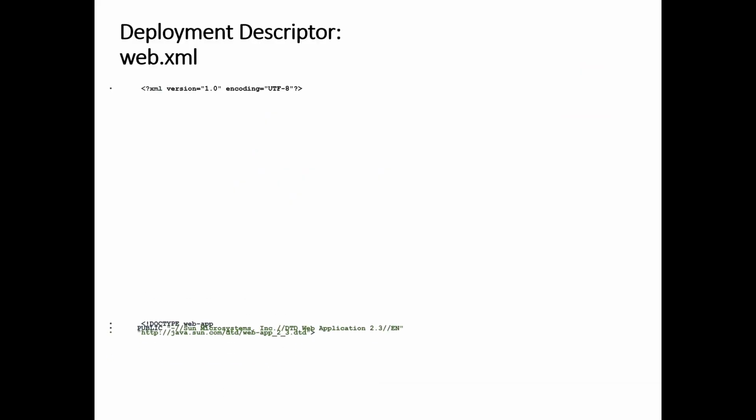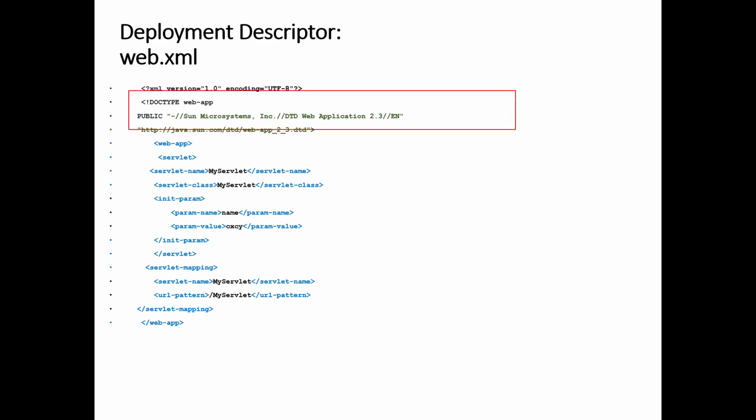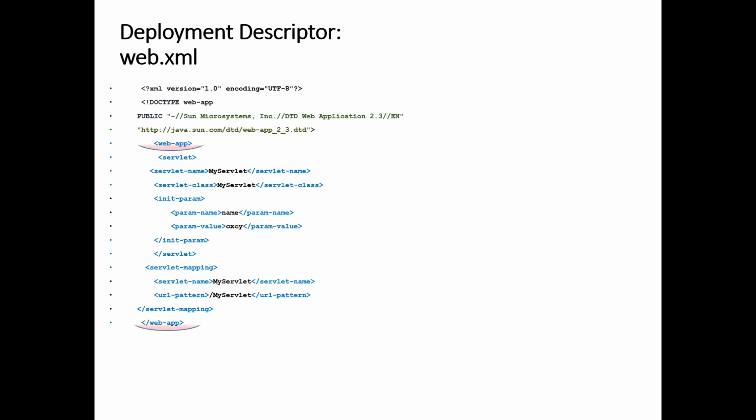As I said, this is the XML header, where the XML version will be there. And this is the DTD information, document type definition. And the entire thing, starting from web app to the servlet mapping, we have all the tags. And basically, this is about the servlet information.